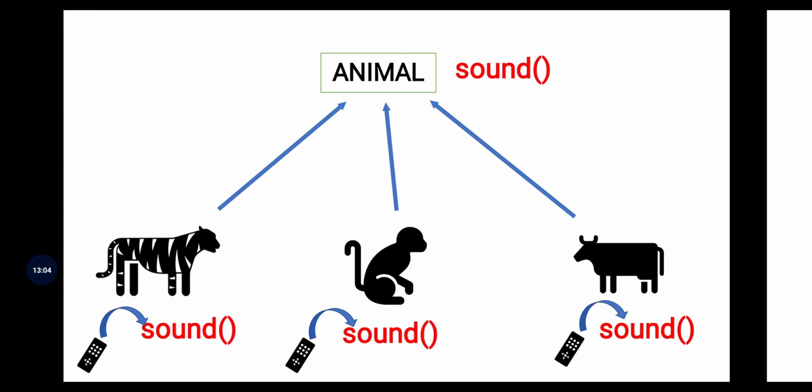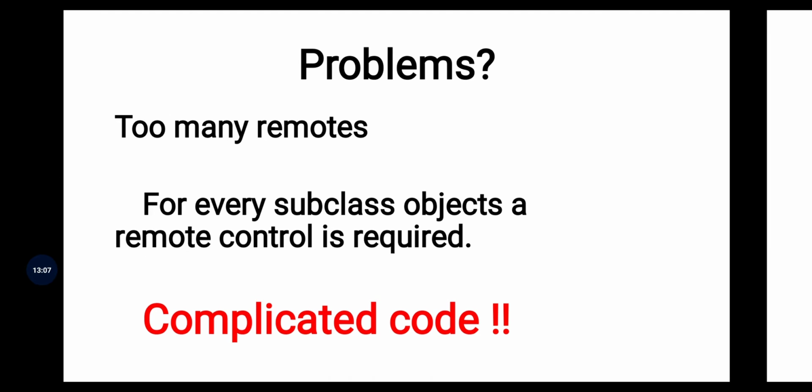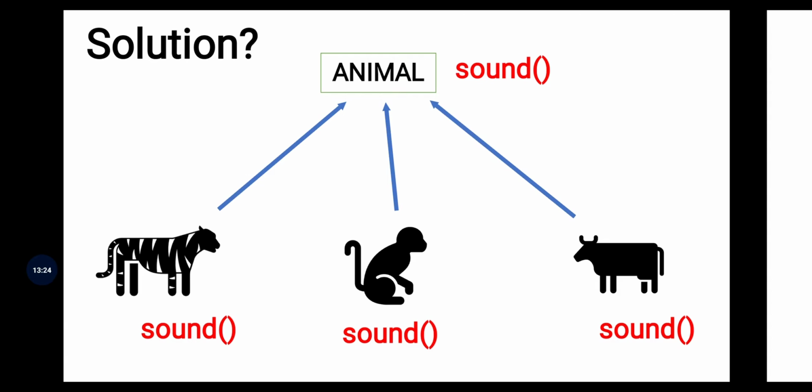Okay, so just to summarize once again, what are the problems? The problems are, with this architecture, with this solution, we have too many remotes. For every subclass object, a remote control is required, which basically leads to a complicated code. So what exactly is the solution for this? The solution for this is to create a single remote which can operate on all the objects of the subclass. Now, before we actually talk about that single remote, tell me, do you think we can create a single remote of the cow class?